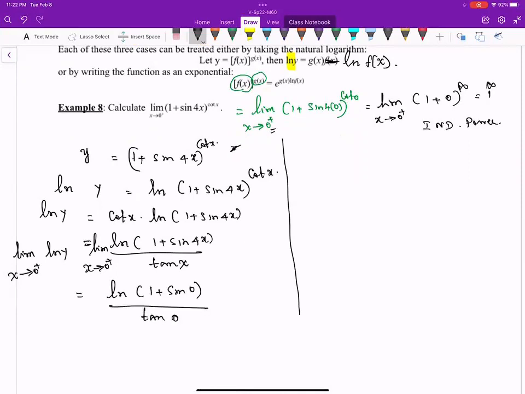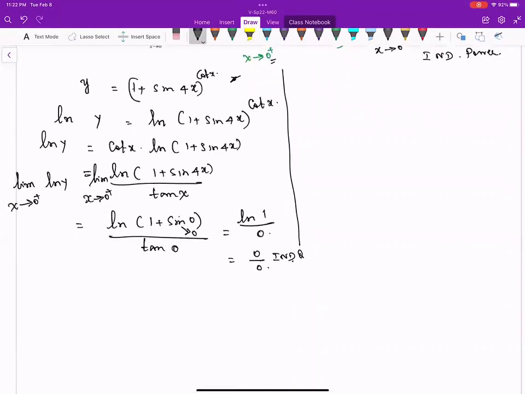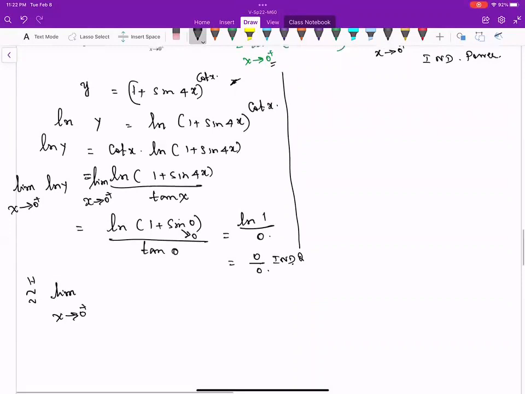Sine 0 is equal to 0, so it's ln 1 over 0. So it is actually 0 over 0 again, an indeterminate quotient. So now what do we do? We have to apply L'Hopital's rule: the limit as x approaching 0 from the right, we take the derivative of the numerator over the derivative of the denominator.